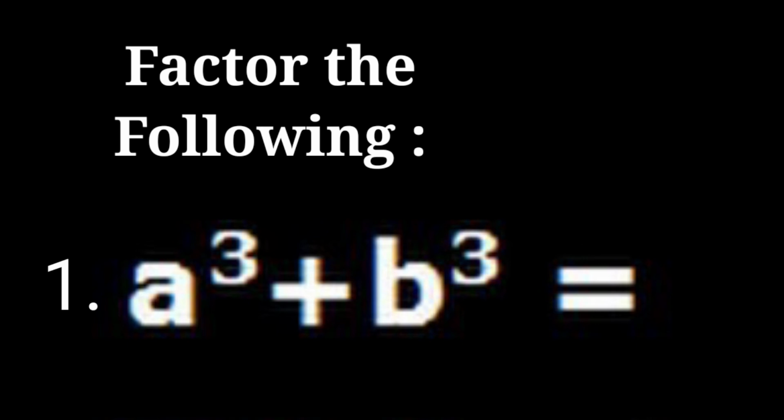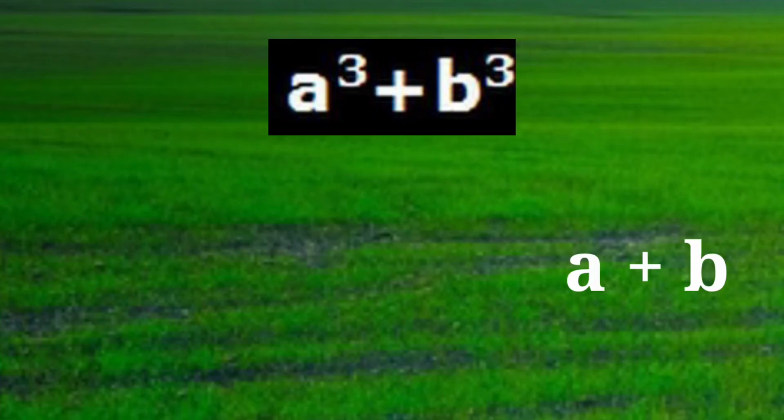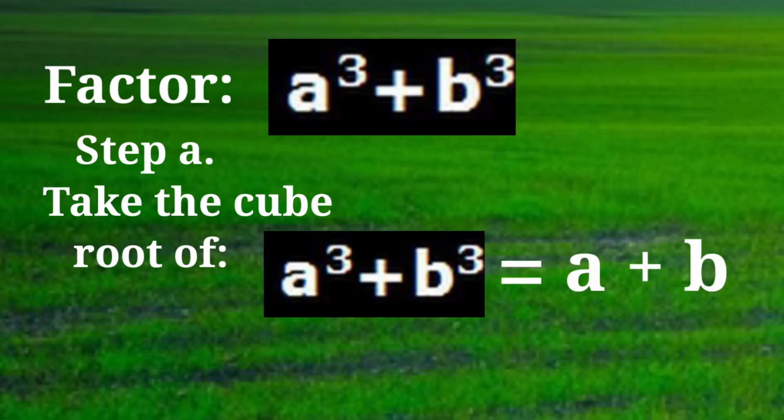Factor the following. Number 1. A cube plus b cube. Step A. Take the cube root of a cube plus b cube. The cube root of a cube plus b cube equals a plus b.